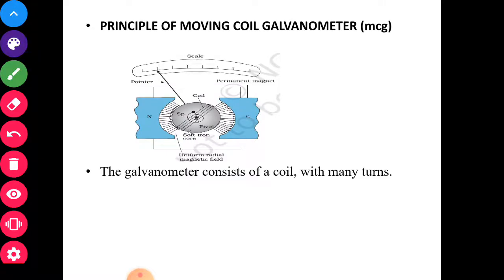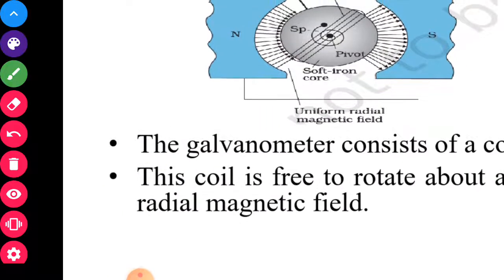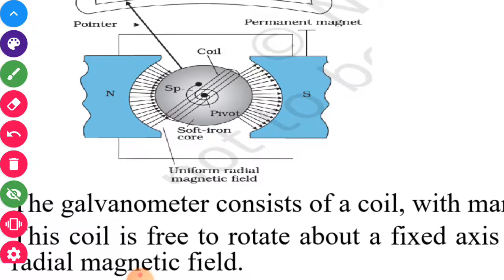So the galvanometer consists of a coil with many turns. The coil is free to rotate about a fixed axis in a uniform radial magnetic field. The radial magnetic field is produced here by these two magnets, north pole and south pole, you can see. Radial magnetic field means the direction of the field is towards the center everywhere.